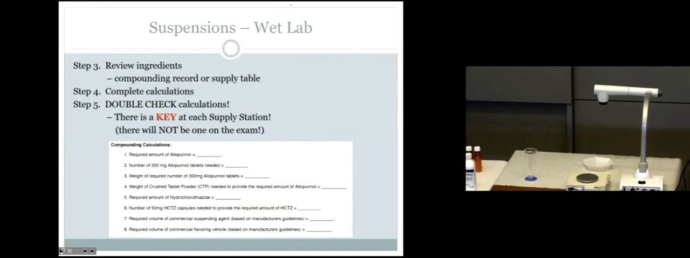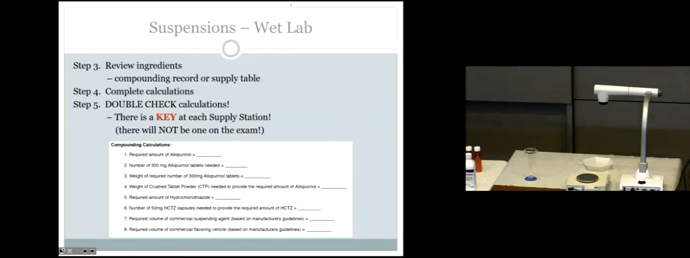When you do your calculations there, I'll give you a warning. The reason that these are a little bit tricky is that you have to use commercial products for both the allopurinol and the hydrochlorothiazide. We have allopurinol 300 milligram tablets, and we have hydrochlorothiazide 50 milligram capsules. So that's your source of active ingredient. So you're going to have to take that into account when you calculate your numbers and your amounts here.